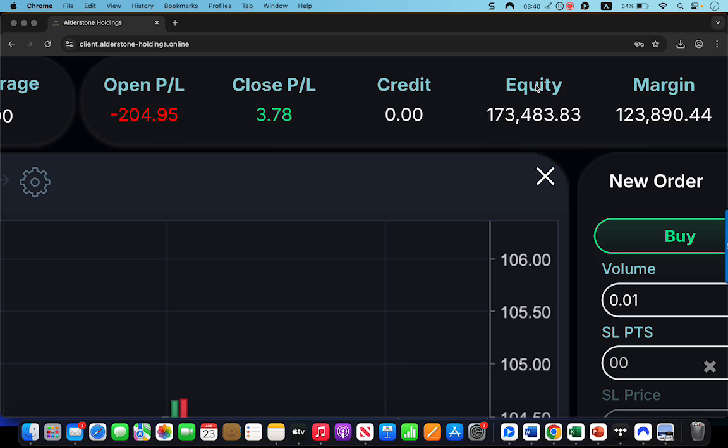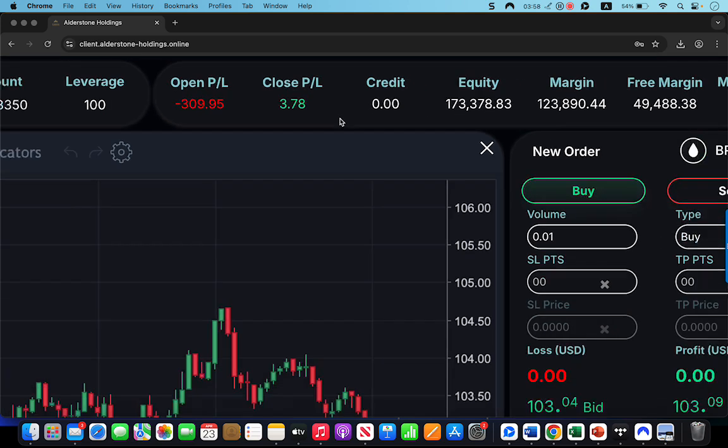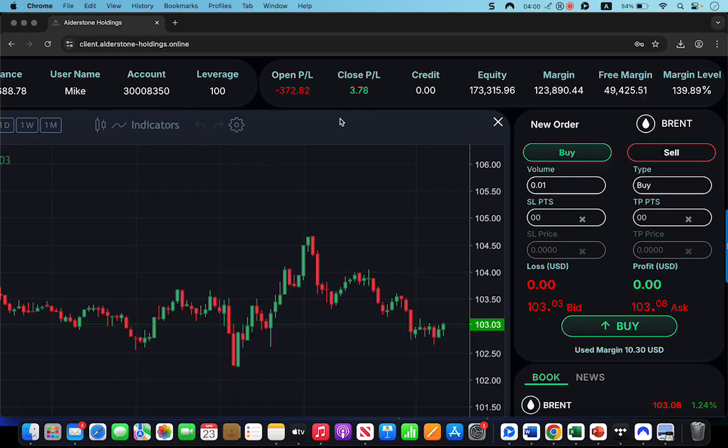The equity is pretty much what you are worth today. If you had to close the account completely, what are you worth? Which is extremely important. It's more important than the balance, because it takes into consideration your open positions. Of course, if you don't have any open positions, your equity level is going to be the same as your balance. And on the right side, you have the margin.